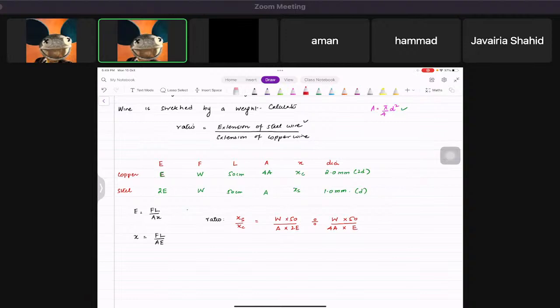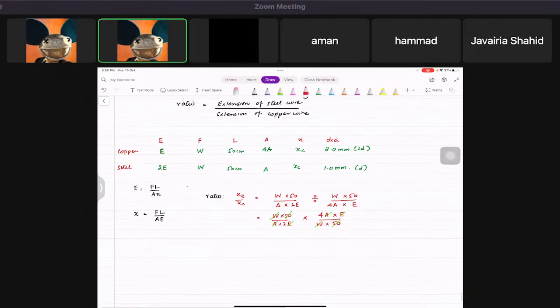Now I have intentionally put this sign because when I remove this, it is going to take a reciprocal here. And when it does, now we can cancel out stuff like 50 goes with 50, W goes with W, A goes with A, E goes with E. Now what you get is 4 on the top is left and 2 is left at the bottom. So the ratio is 2:1. Do you guys understand? And that's what we're looking at.